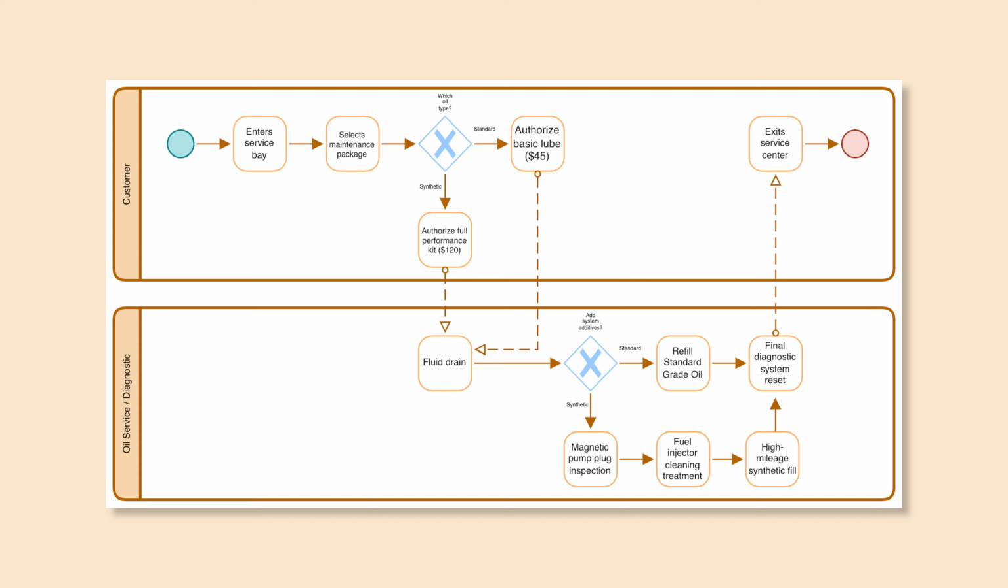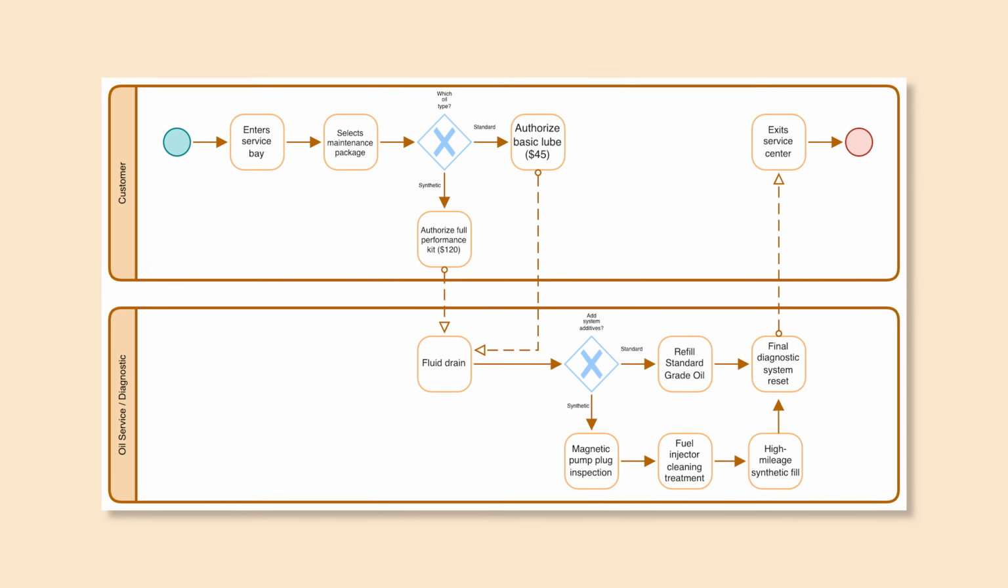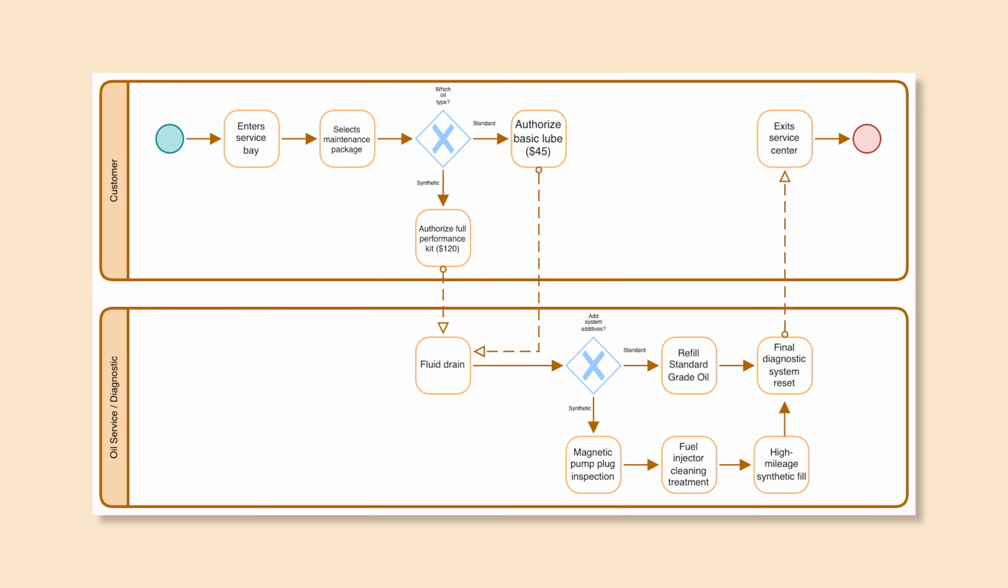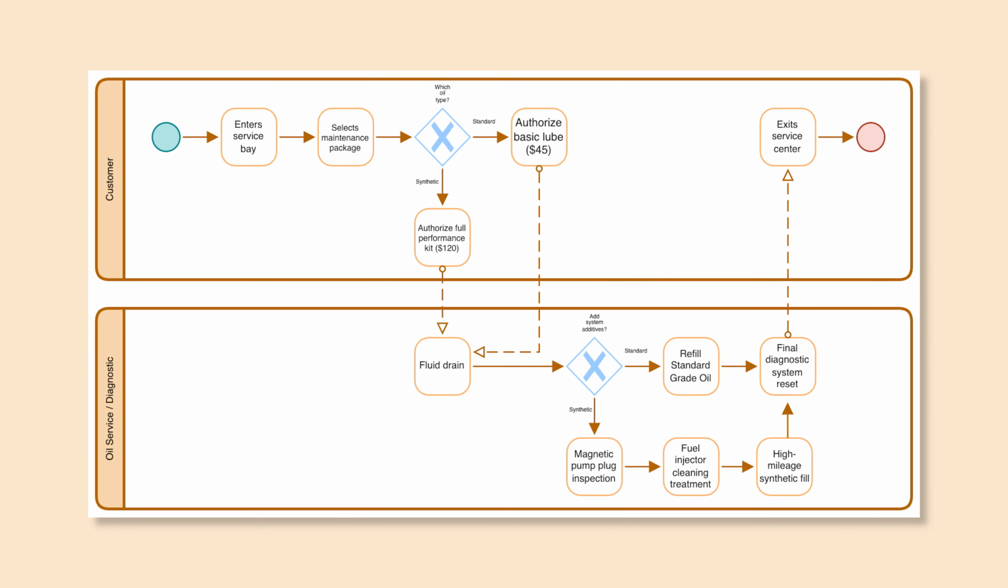This BPMN diagram from an oil service and diagnostics workflow uses swim lanes to separate customer actions from technician tasks and gateways to handle service authorization. This helps ensure that if-then scenarios like choosing between standard oil or synthetic oil are handled consistently.